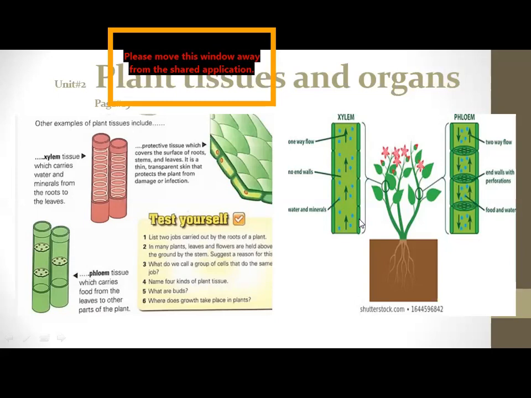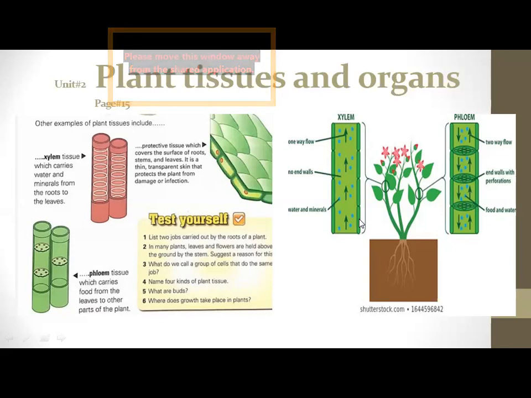It is made up of dead cells, and its walls are thicker as compared to the phloem cells. Only one-way flow is possible here in the xylem tube, and that is from roots to leaves. It starts from the roots and ends at the leaves.